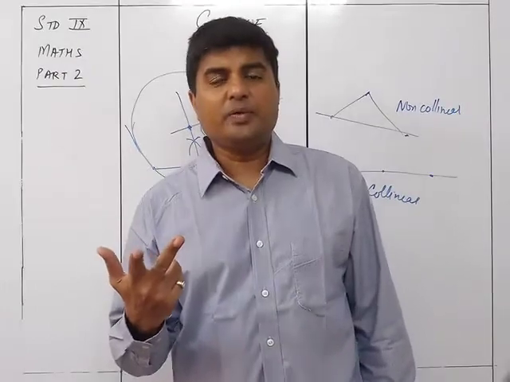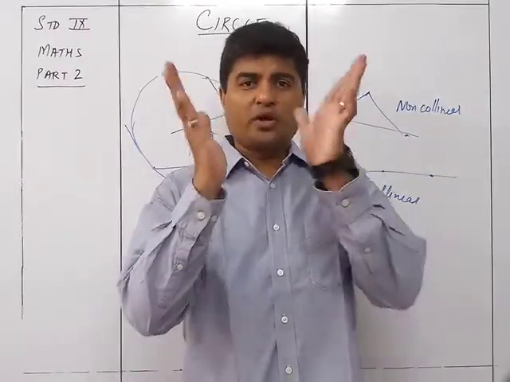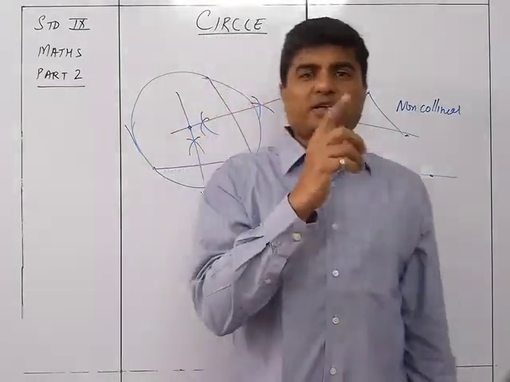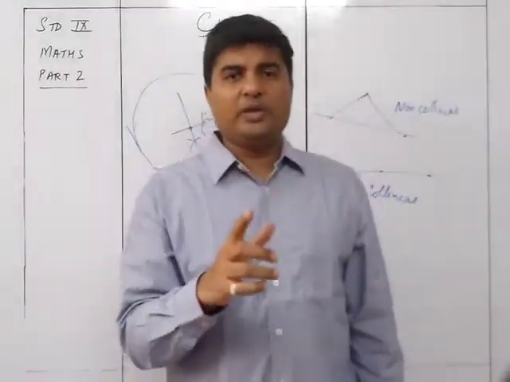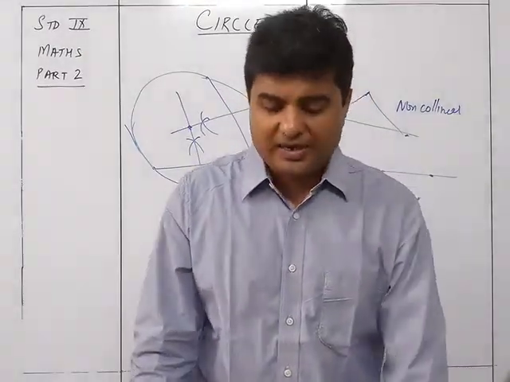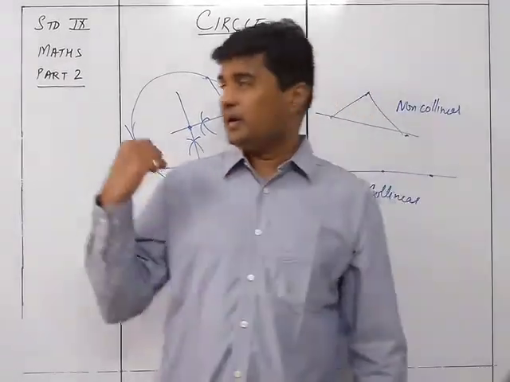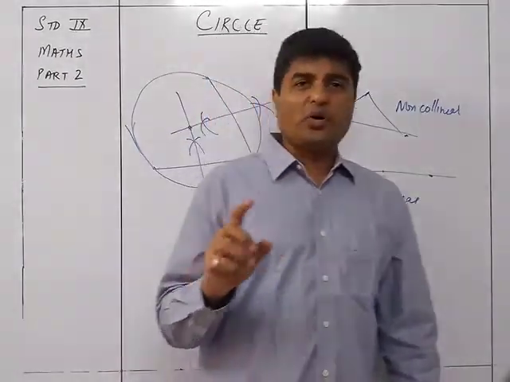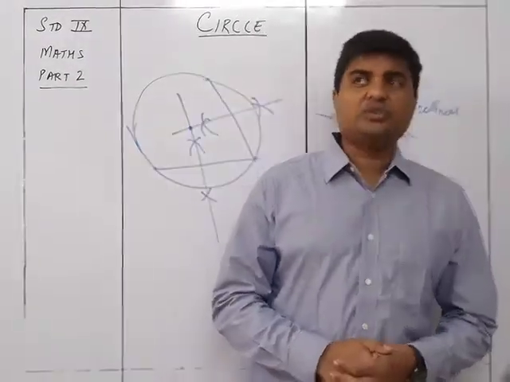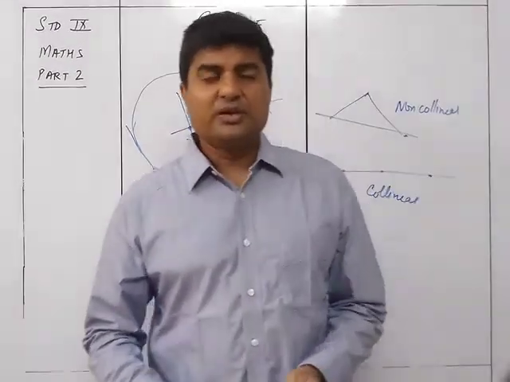The third theorem will be equal chords are equidistant from the center. That is, if two chords are equal, then they are always equidistant from the center. The perpendicular distance from the center to each chord will be equal. The fourth one will be the converse of that, that is, if two chords are equidistant from the center, then they are equal. And the fifth one is that one and only one circle can be drawn passing through three non-collinear points. So these were the theorems for your chapter of circles.